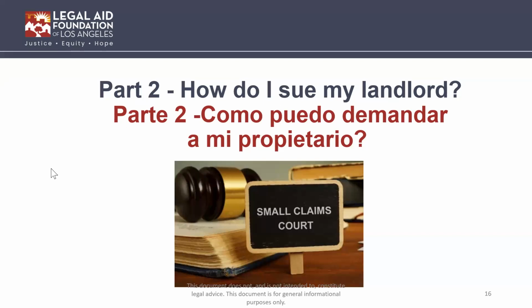Now we're going to move on to a deeper dive into the small claims court process. And so we're going to talk about how you can utilize small claims in particular to sue your landlord when your tenant's rights have been violated.